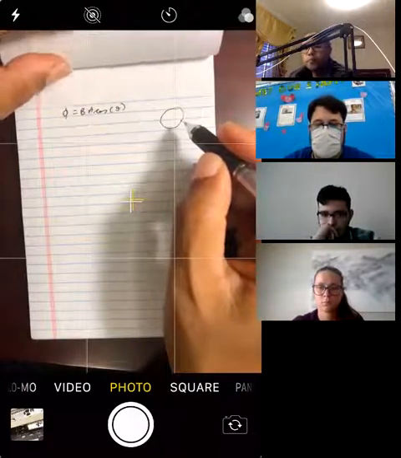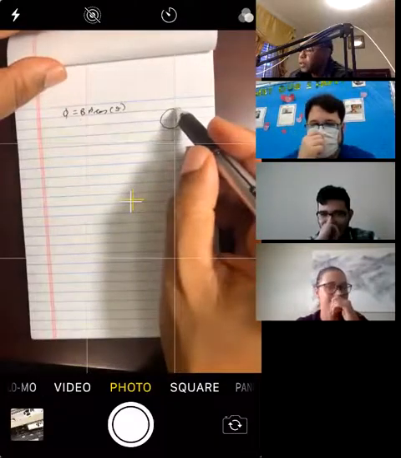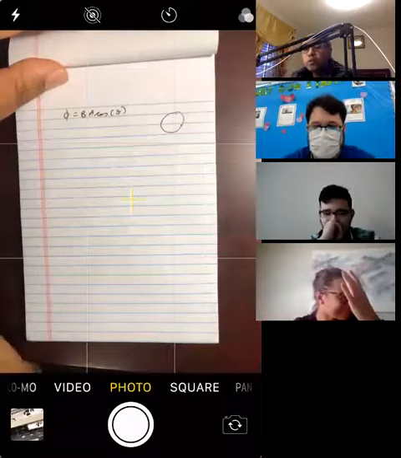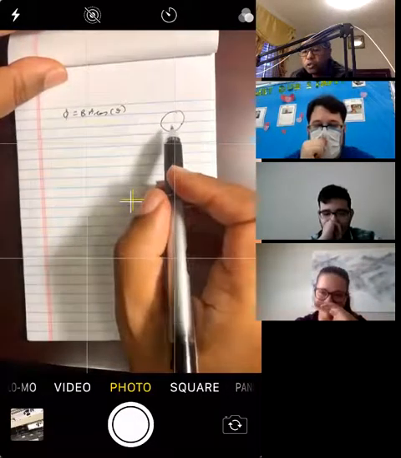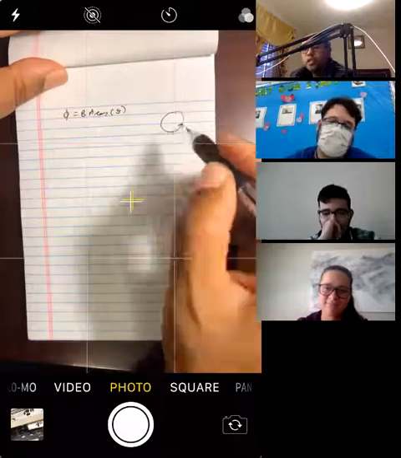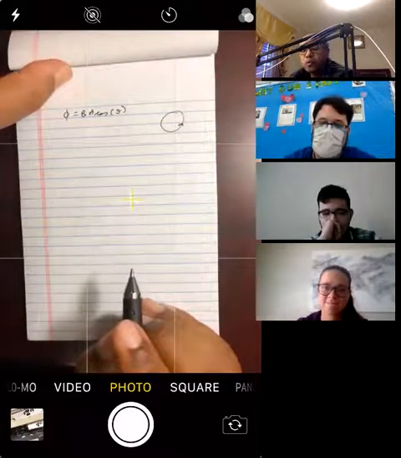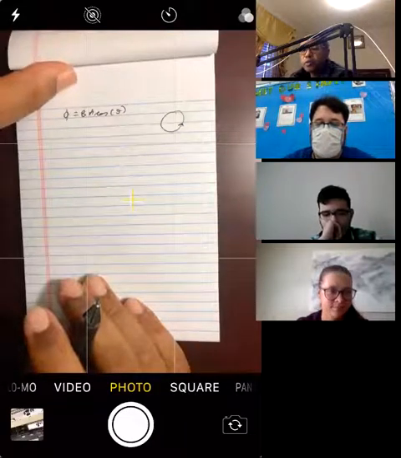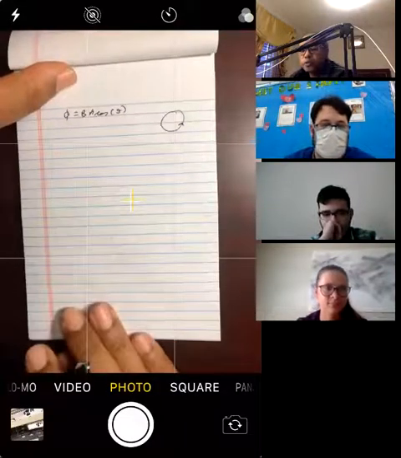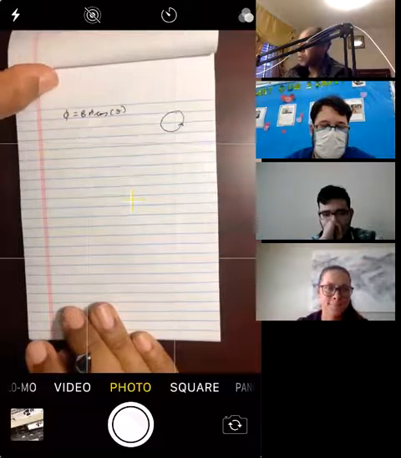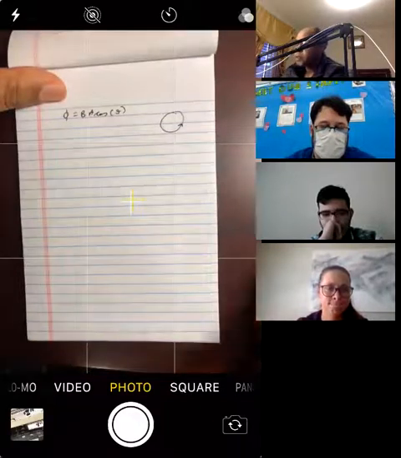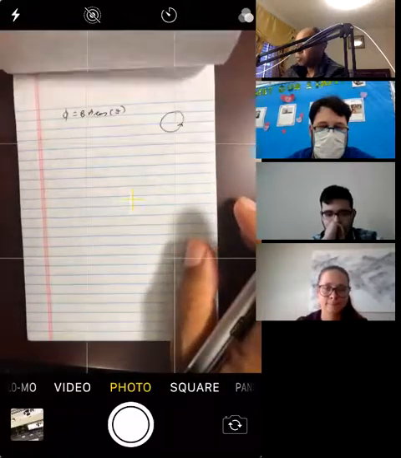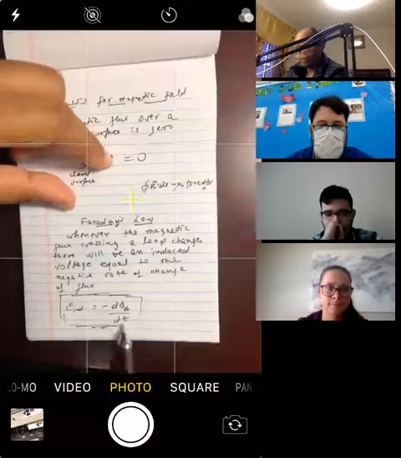So let's say you have this loop over here. If somehow you're able to change the flux crossing this loop, then there will be an induced current. So in other words, you're changing mechanical energy to electrical energy. That's how they produce the voltage or the electricity that we use. All right? And then let me tell you the meaning of this sign over here.